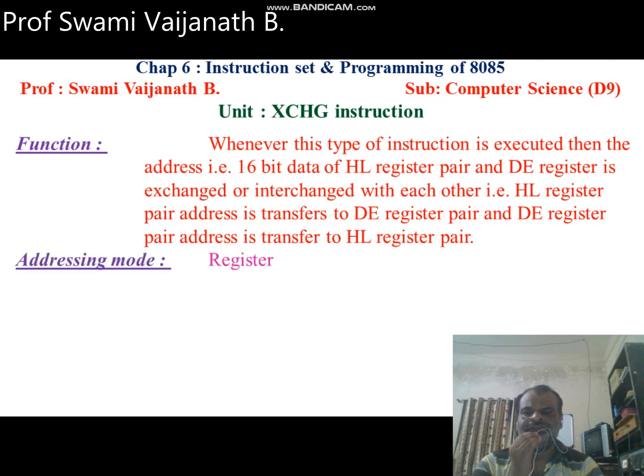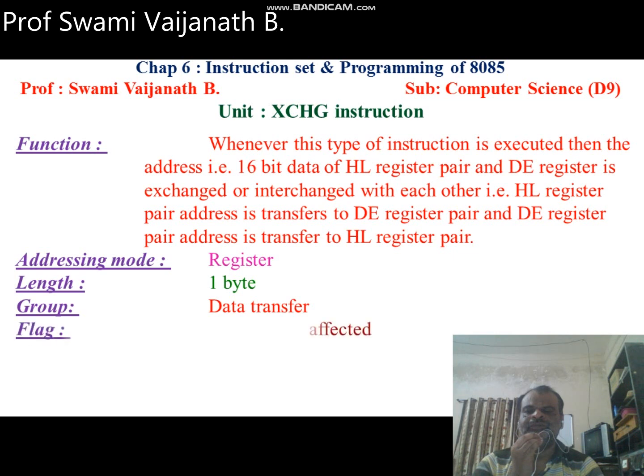The length of this instruction is 1 byte. Why 1 byte? Because the operand is absent. There is no 8-bit data or 16-bit data mentioned, so its length is 1 byte. The group of this instruction is the data transfer group, and no flags are affected by this instruction. For the example, you can write only the exchange instruction here.